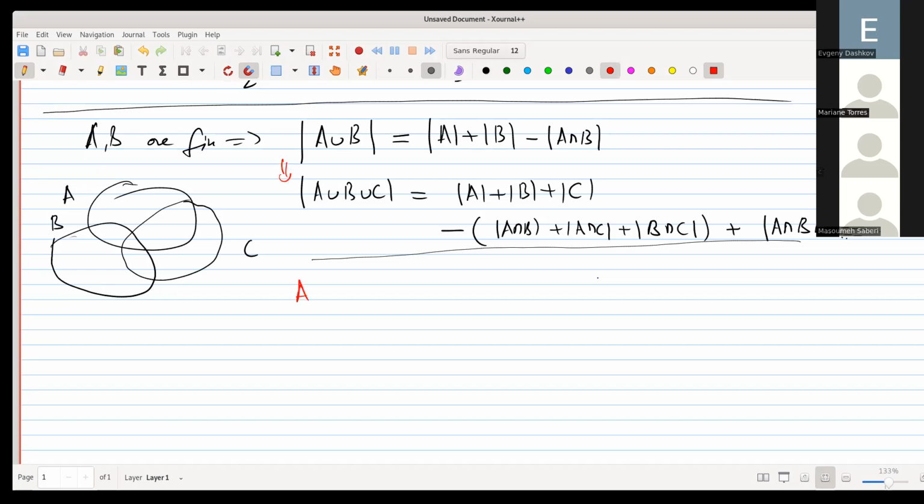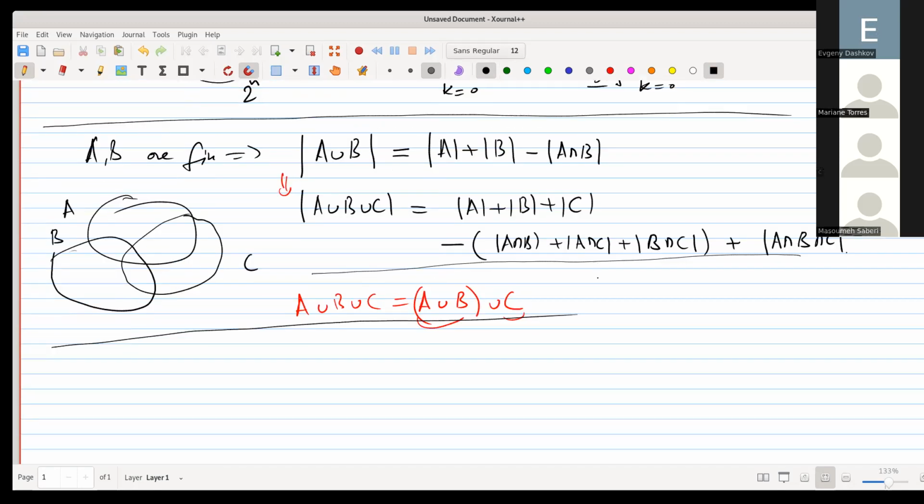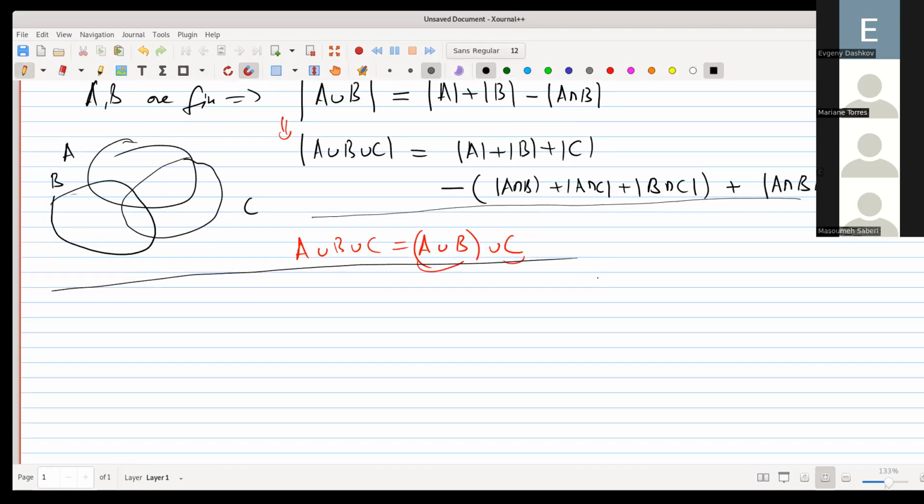Basically, this follows from the previous formula. Why? Because A union B union C is nothing else than (A union B) union C. So we have a union of two sets. And in general, we can continue this line. I will omit the proof, but continuing this way, we can obtain an important formula, which is known as the inclusion-exclusion principle.